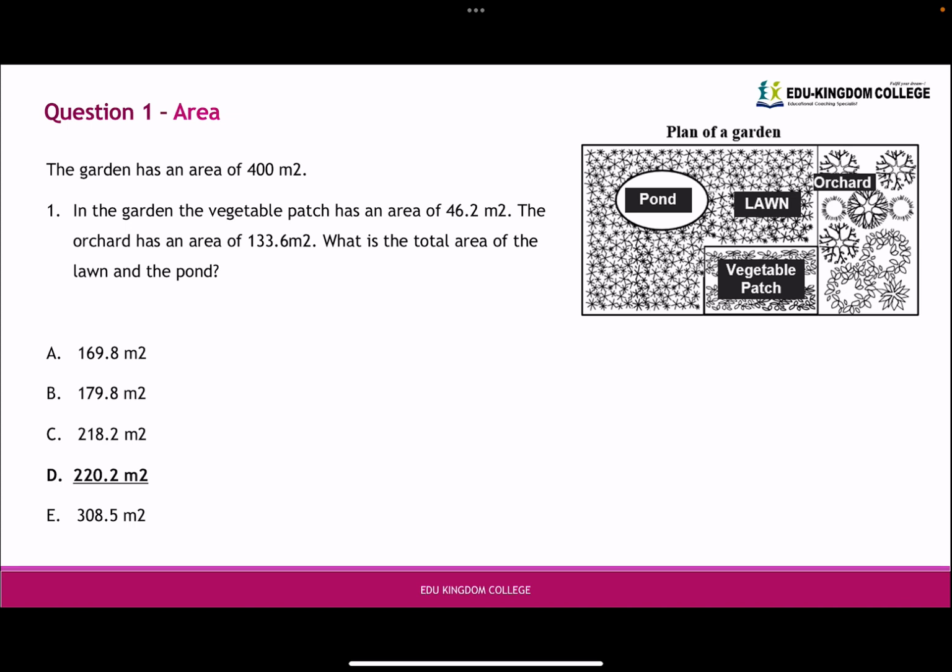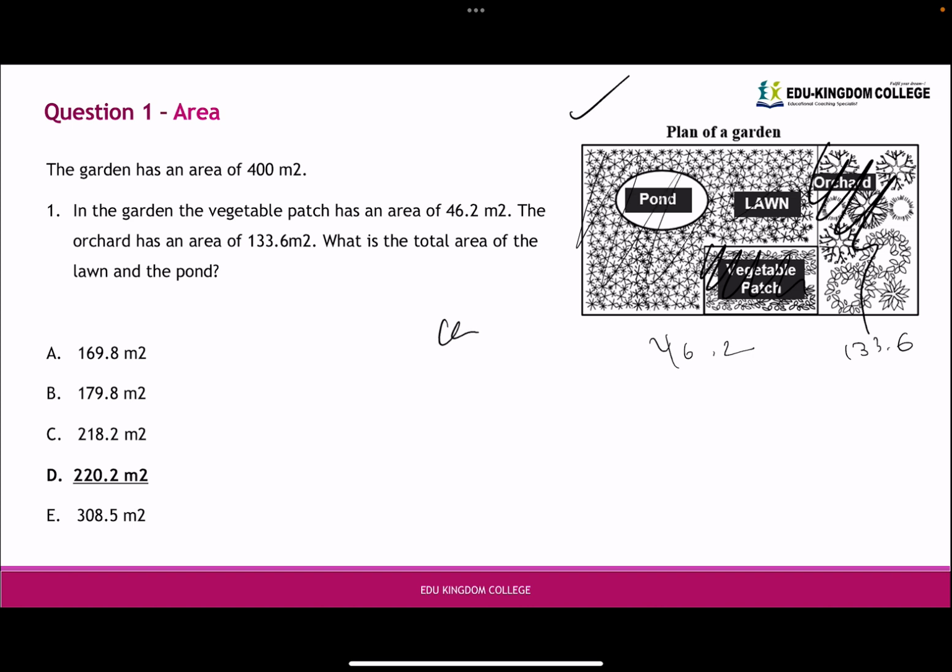So we have area here. This garden we see on the right has an area of 400 meters squared. The vegetable patch and the orchid have areas of 133.6 and 46.2 respectively. So what's the total area of the lawn and pond? That's everything else, so that's everything here.